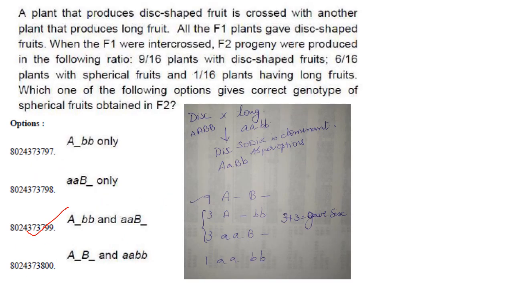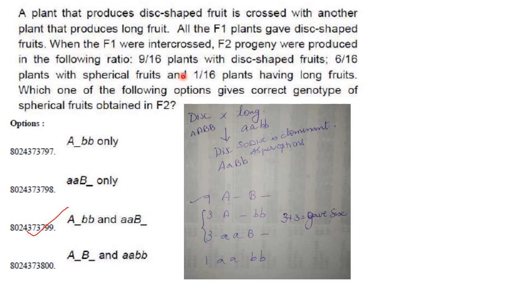The next one. A plant that produces disc-shaped fruit is crossed with another plant that produces long fruit. So disc-shaped fruit is crossed with long fruit. All the F1 plants have disc-shaped fruits. So disc-shaped is the dominant character. When the F1 were intercrossed, F2 progeny were produced in the following ratio. 9 by 16 plants with disc-shaped fruit, 6 by 16 plants with spherical fruits, 1 by 16 plants having long fruits. Which one of the following options gives the correct genotype of the spherical fruits obtained in F2?